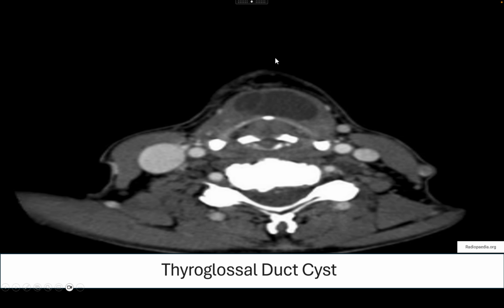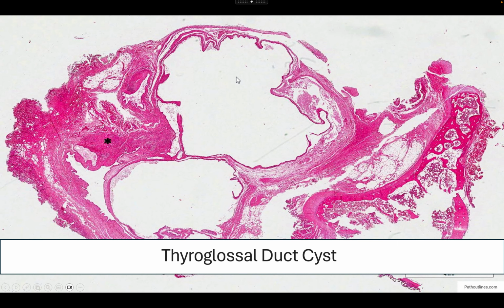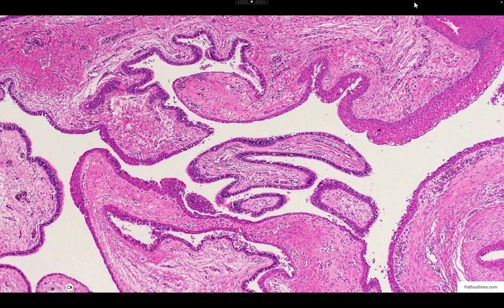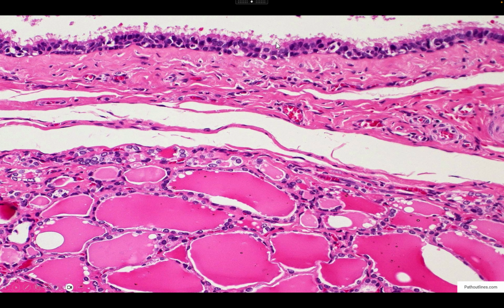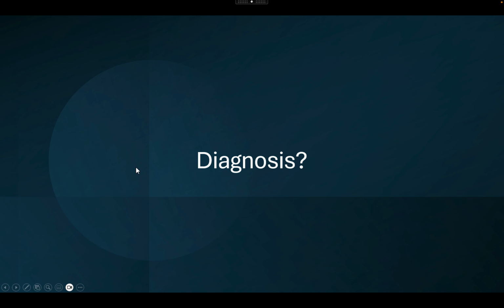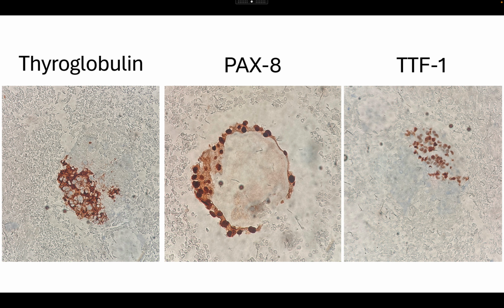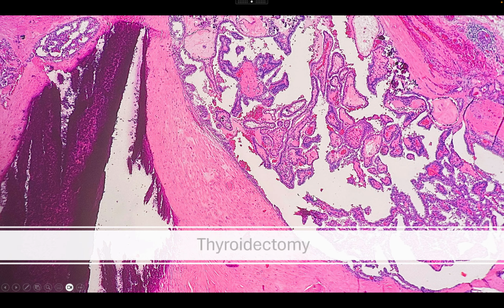Thyroglossal duct cyst, you can see the midline structure here. And as we look closer, we can see, as in this case, respiratory type epithelium. And you see these thyroid glands underneath. So the diagnosis, well, we got a thyroglobulin, PAX8, and TTF1. They were all positive for the cells of interest.